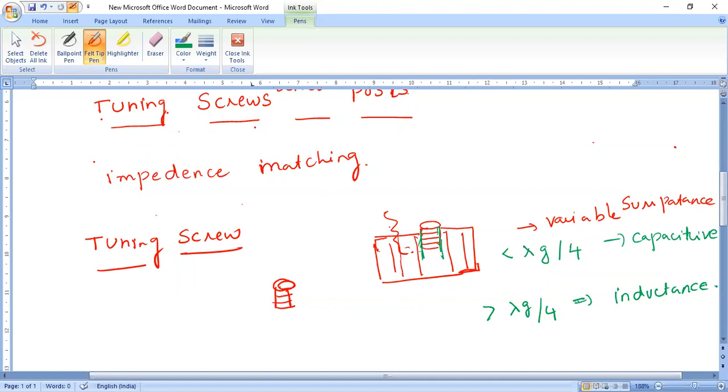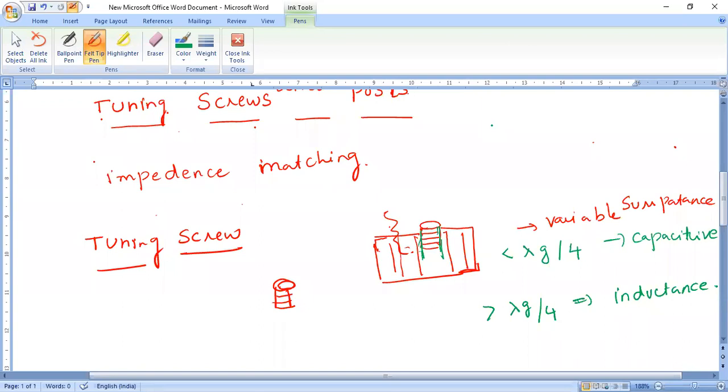So why are these screws called tuning screws? We can insert those screws and tune them to get capacitance or inductance. Whether inductance or capacitance is added to the waveguide depends upon the depth of penetration of the screw. If it is less than lambda g by 4, capacitive susceptance is added. If it is greater than lambda g by 4, inductive susceptance is added.